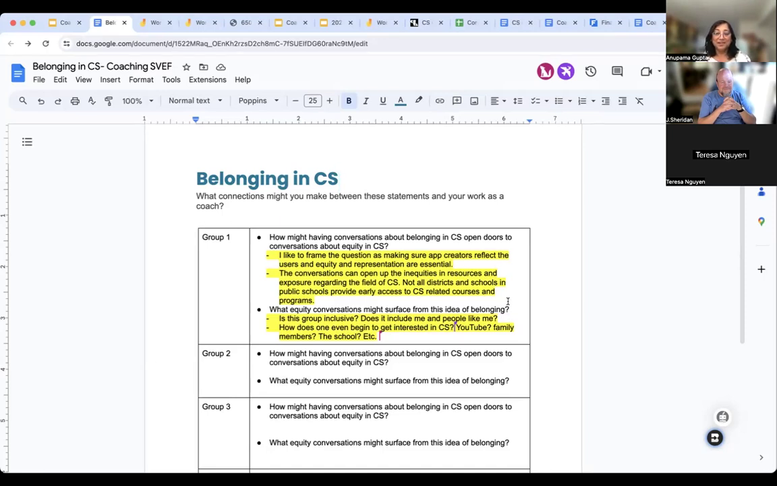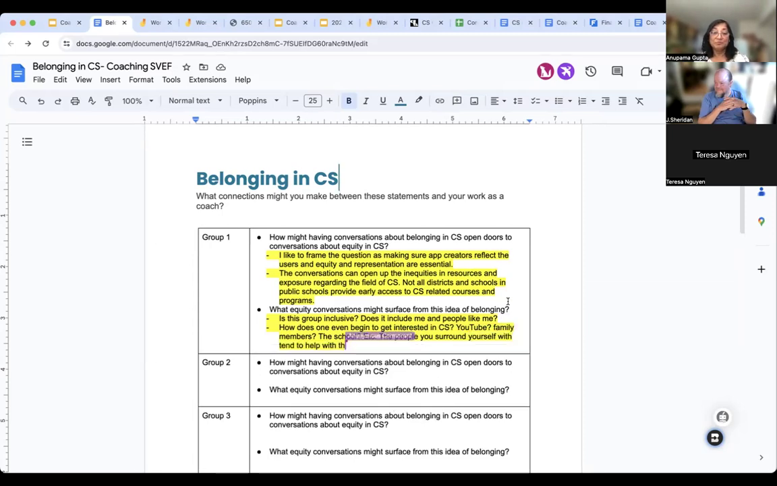And yes, Teresa, I can see her writing, and I can see her thoughts too. So great: is this group inclusive? Does it include me and people like me? Good one. Great wonderings, like, how do you get interested in CS?